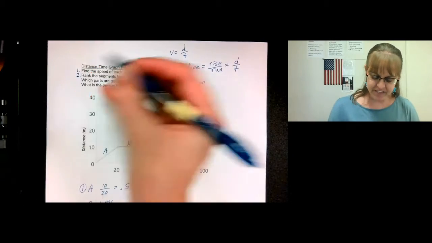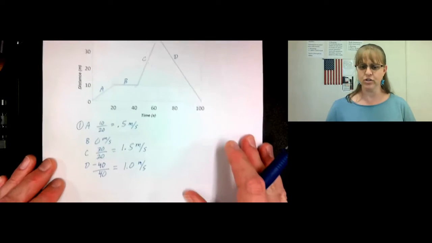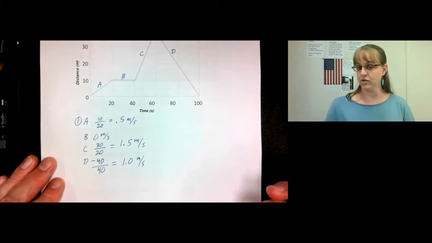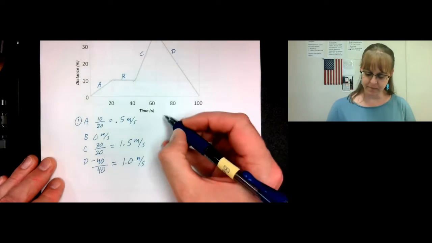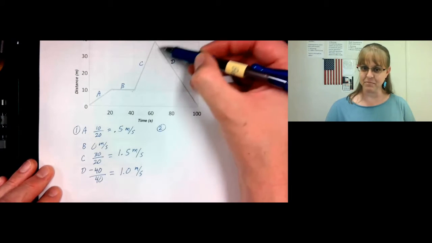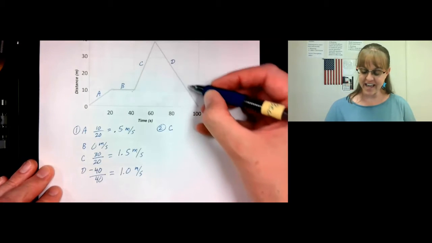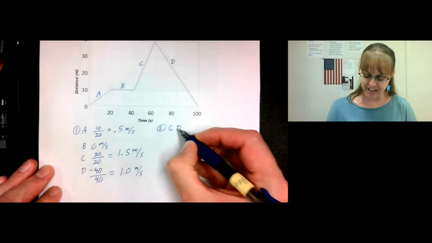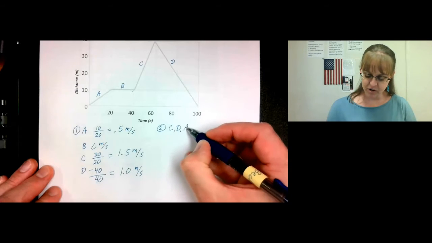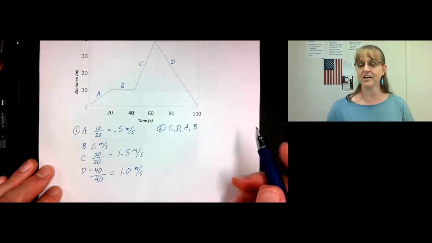Number 2, rank the segments from fastest to slowest. How can you tell? Well, there's 2 ways. You could do the math and then rank them from fastest to slowest. Or you could say which one's steepest and which one's shallowest. So letter C is the steepest, so it is the fastest. Letter D is next steepest, so it is second fastest. Letter A is fairly shallow, so it's third. And B has no slope, so it's the slowest. In fact, it's not moving at all.